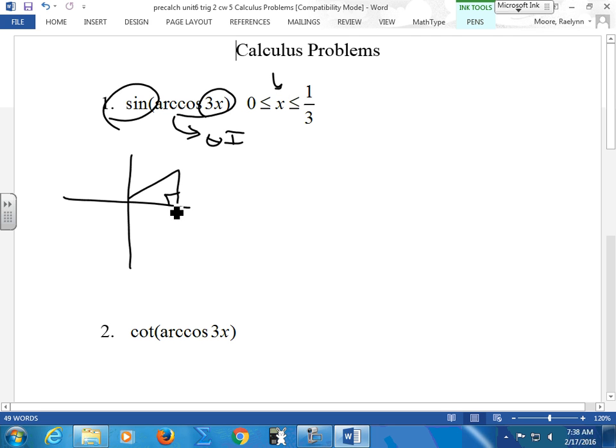We drop a triangle. We label cosine. Cosine is x over r. The 3x has nothing to do with the x. So 3x and r. Now we need to find the sine. We don't need to find the angle. We need to find the sine of this guy. So how do I find the missing side of a right triangle? Pythagorean theorem. Any right triangle, I find the missing side by Pythagorean theorem.